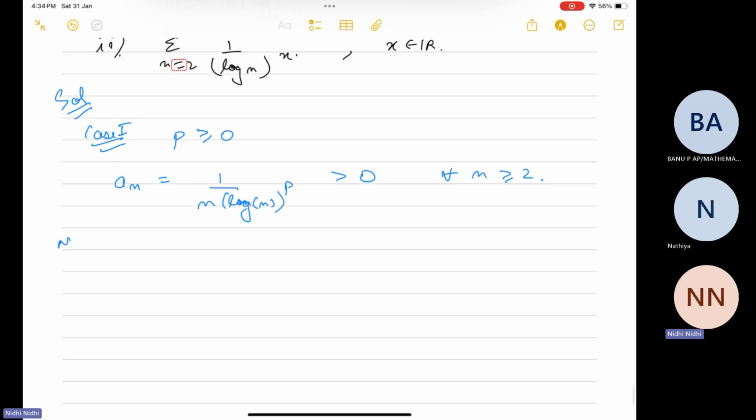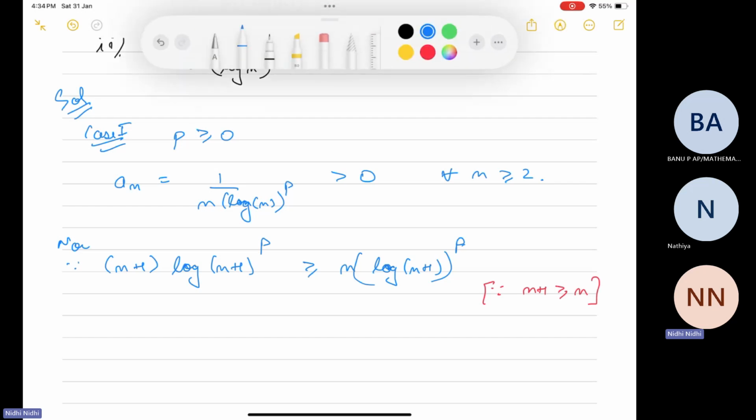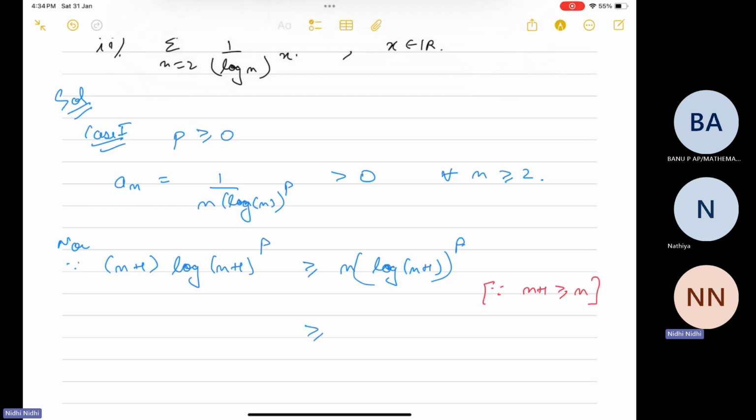Now, since n plus 1 times log n plus 1 to the power p is greater than or equal to n times log n plus 1 to the power p, that's because n plus 1 is greater than or equal to n. We are just multiplying it with some positive real number. I'll write it. Since n plus 1 is greater than or equal to n, this will be greater than or equal to n times log n to the power p.